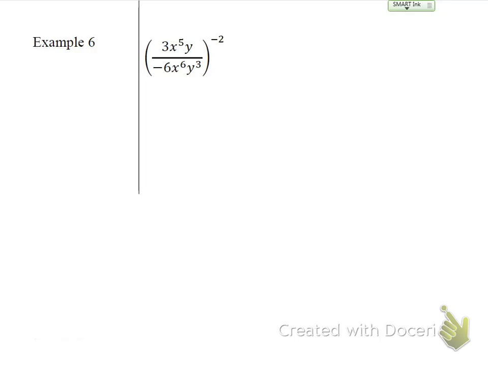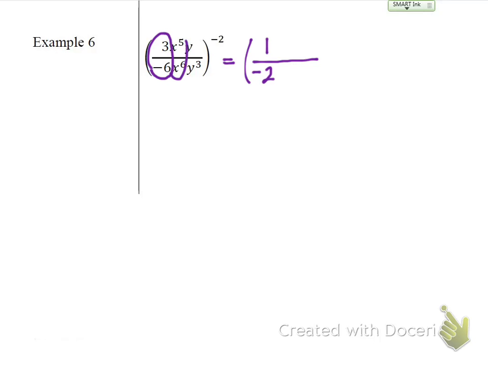Example 6. 3x to the 5th y over negative 6x to the 6th y to the 3rd, all of that to the negative 2nd power. Here's what I would do. I don't really want to deal with that negative exponent just yet. Let's simplify inside the parentheses first. Okay? So let's take a look at our coefficients. We have 3 over negative 6. How does that simplify? 1 over negative 2. Good.